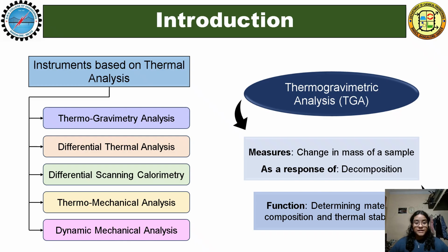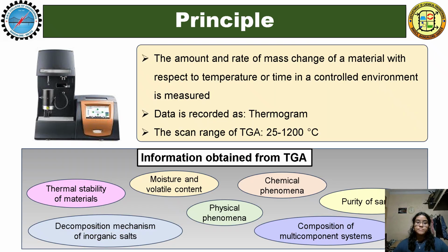There are many different instruments that are based on the principle of thermal analysis. One such instrument is the TGA, which is a crucial analytical technique that measures the weight change of a sample as it is heated, cooled, or held at a constant temperature under a controlled atmosphere. So the function of this TGA is to determine the material composition and the thermal stability.